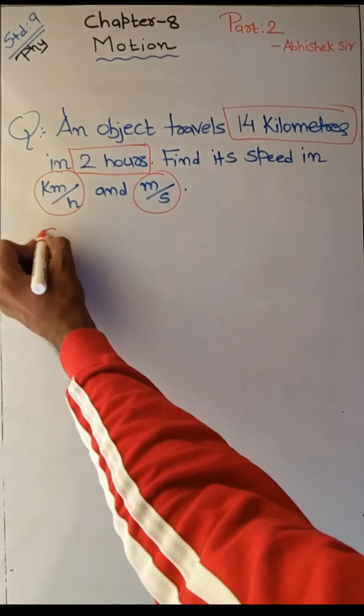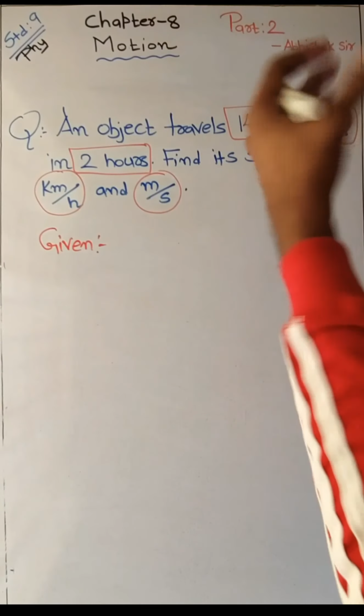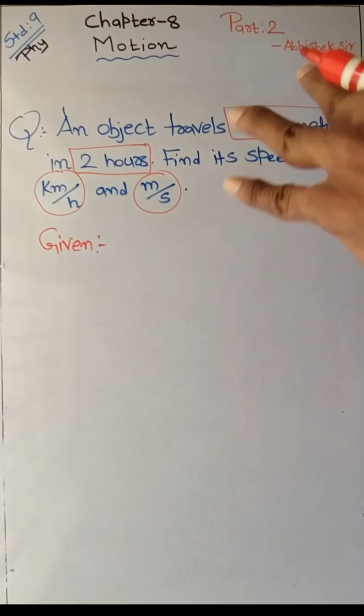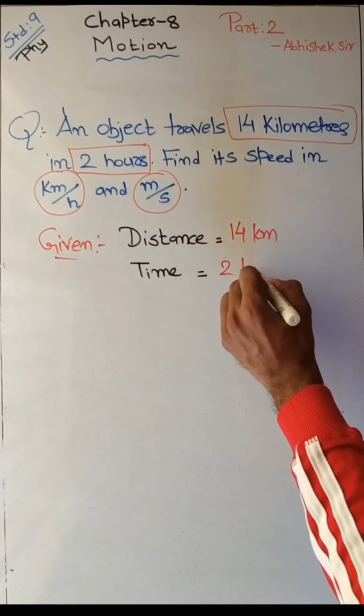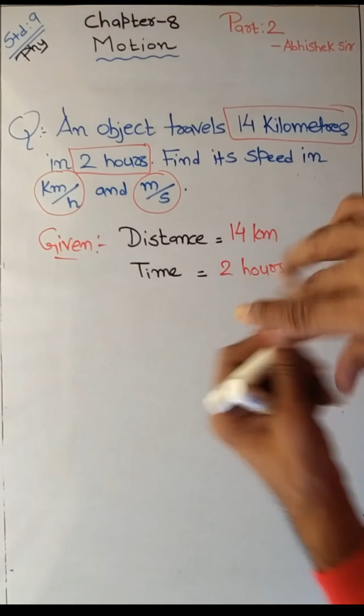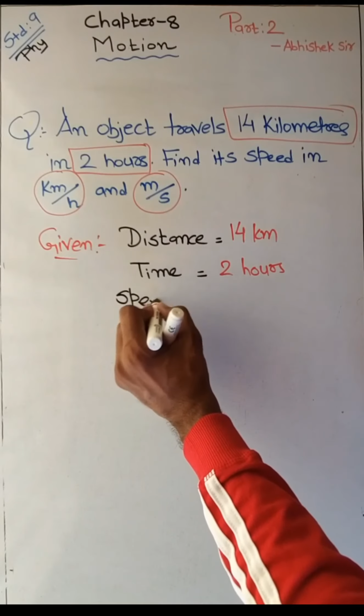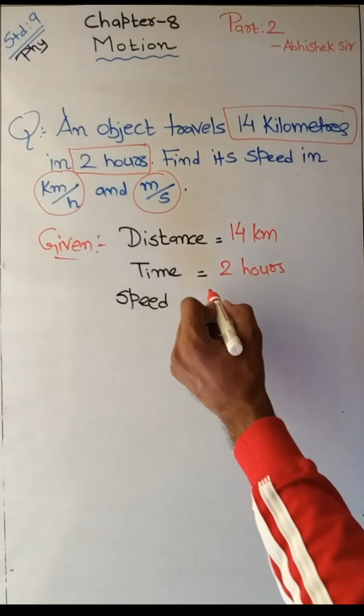Whenever you are solving a numerical, always read the question, try to understand that, and try to extract what hints are given, right? So hints given are the total distance and the total time. What is the distance over here? 14 kilometer, and time is 2 hours. What we are finding is speed, right?